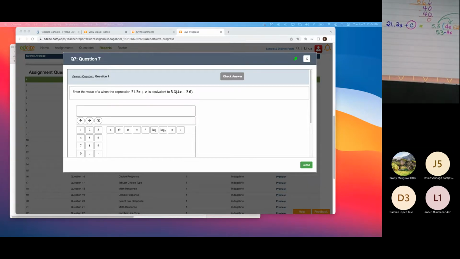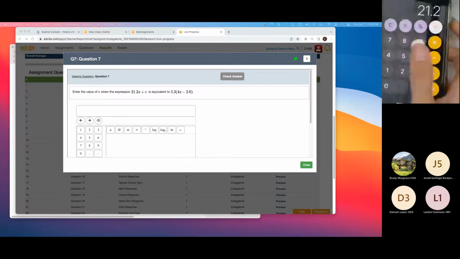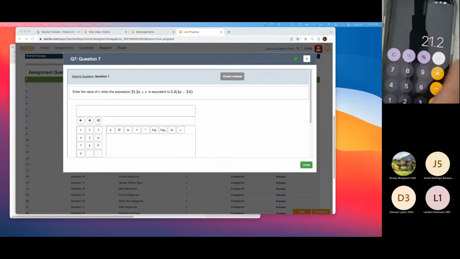Back to question number 7. We're isolating C, but we are simplifying our expressions. We distributed our 5.3 through the parentheses. That's right, that's what I was doing. I grab my phone, show you guys the calculator. 5.3 times 4 is 21.2.